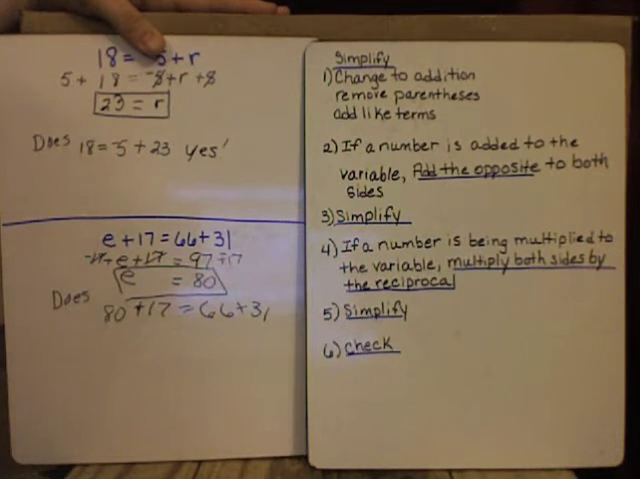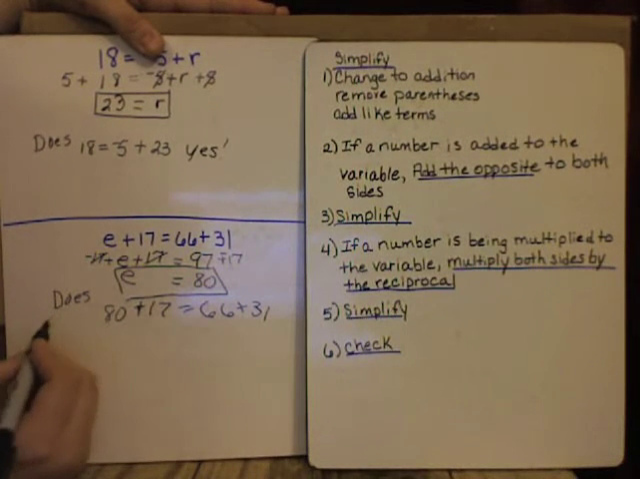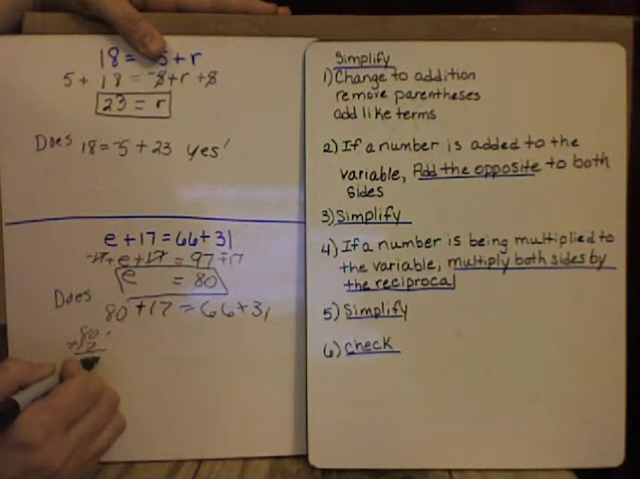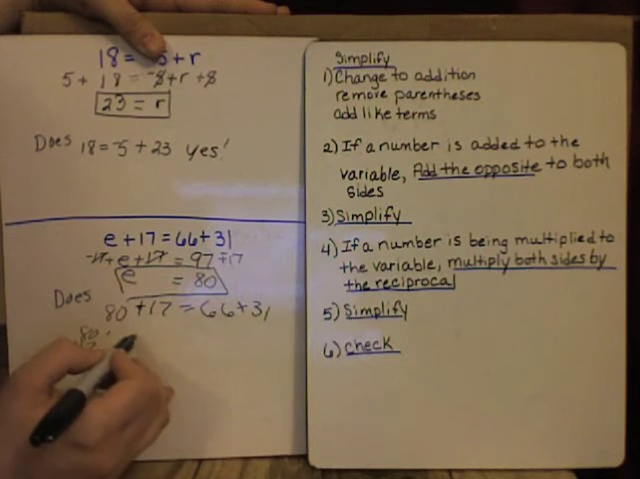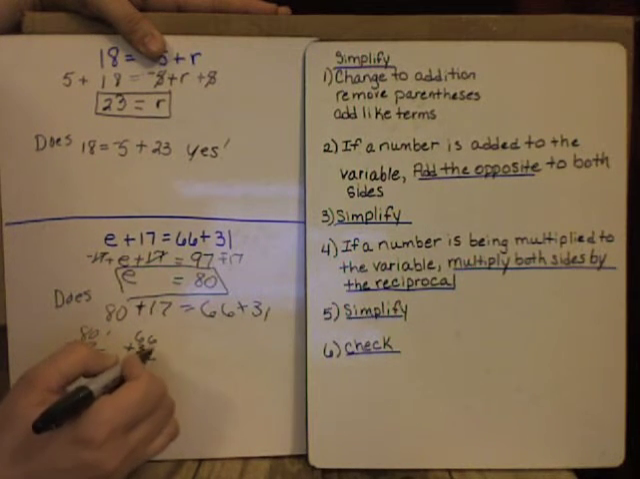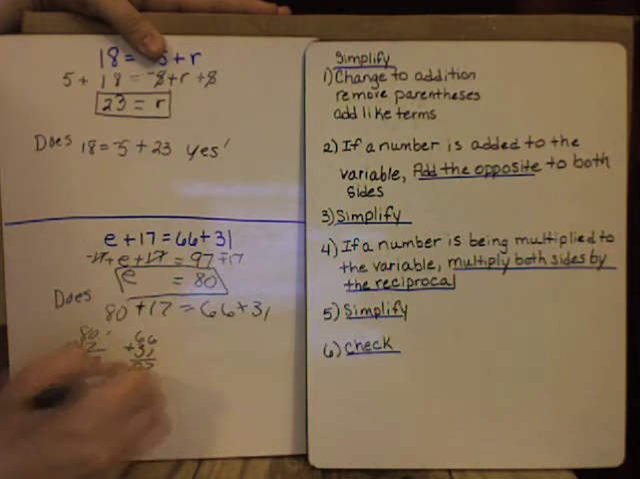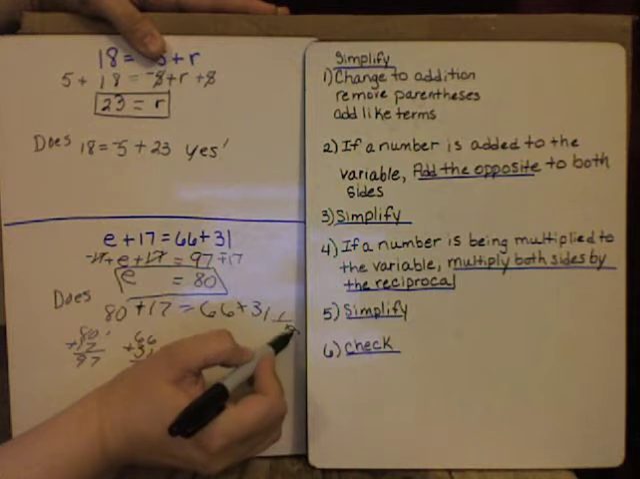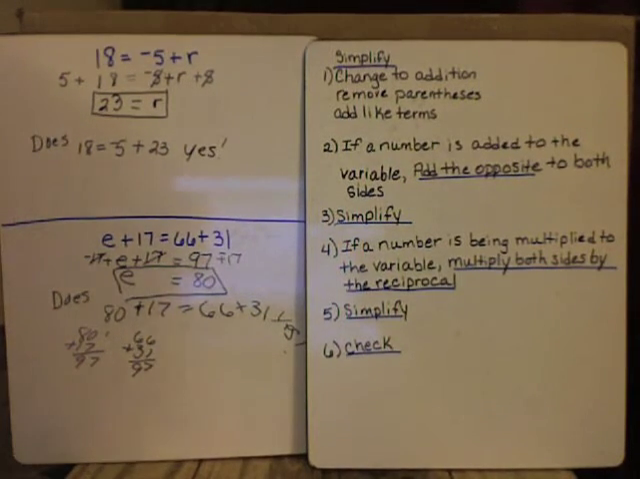If these two things are equal, then we know that we've done our problem correctly. So 80 plus 17 is 97, and 66 plus 31 is 97, so yes, it does. We know that we did the problem correctly.